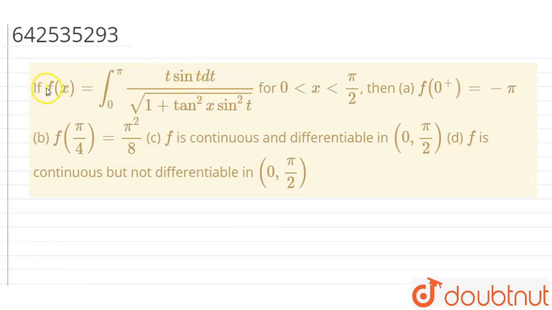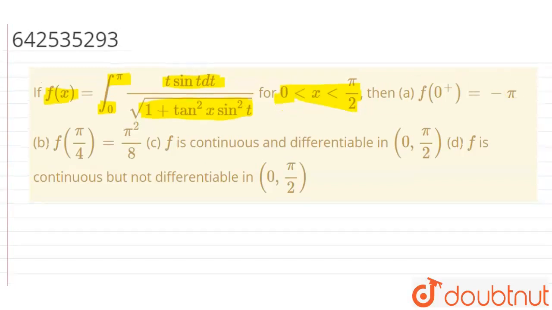The question says that if f(x) equals the integration from 0 to pi of t sin t dt divided by root under 1 plus tan square x sin square t, where x is from 0 to pi by 2, then: option A, f of 0 plus equals minus pi; option B, f of pi by 4 equals pi square by 8; option C, f is continuous and differentiable in (0, pi by 2); and option D, f is continuous but not differentiable in (0, pi by 2).